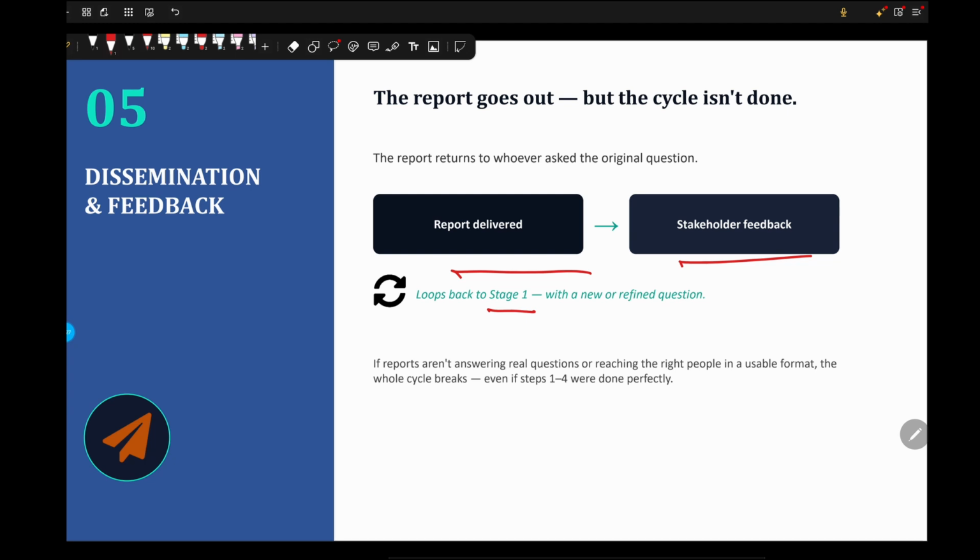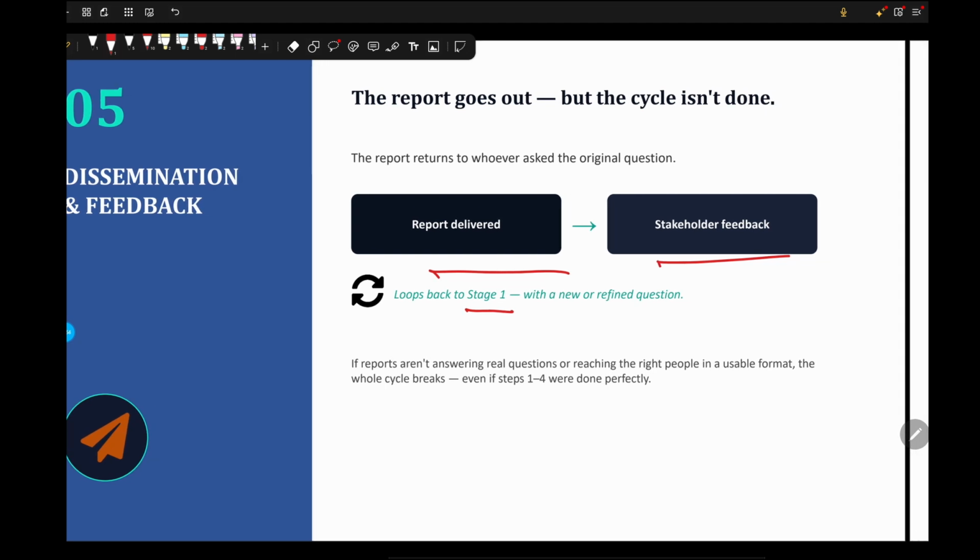So good CTI teams treat this feedback very seriously. If your reports aren't answering the real questions, or maybe aren't reaching the right people in a usable format, the whole cycle breaks down at that particular stage, even if steps 1 through 4 were done perfectly. So that's the end of the 5 stages.